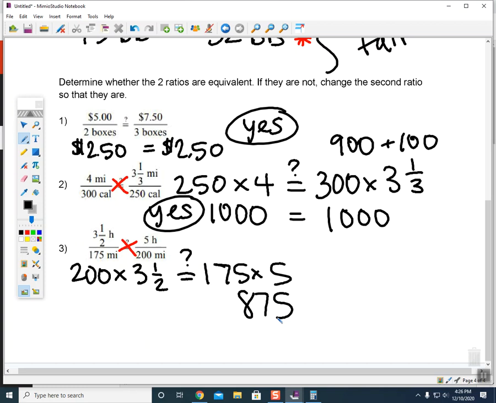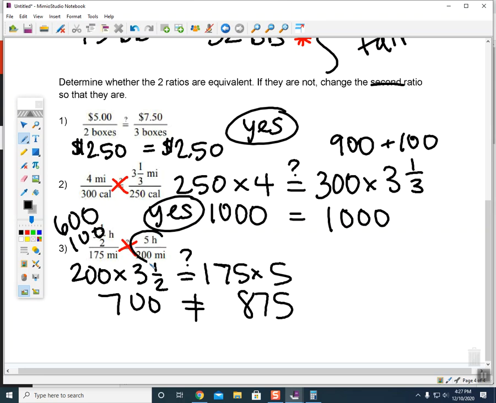So if I'm doing 200 times 3.5, well, 200 times 3 is going to give me 600. Half of 200 is 100. So that's going to give me a total of 700. Whoops, they do not form a proportion. So now we have a couple options. It says to change the second one, but I want to change the first one because I just think that is a little bit simpler.